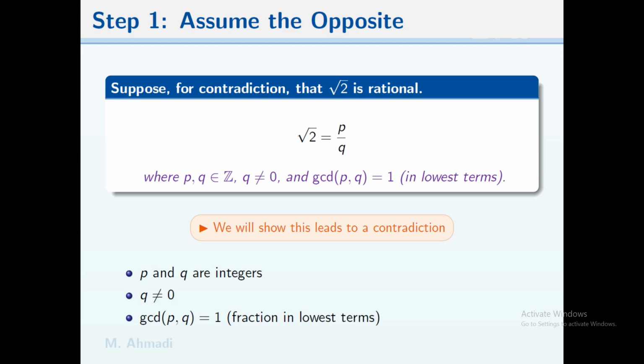We assume that the square root of 2 is p divided by q, where p and q are integers and q is not zero, and the GCD, the greatest common divisor, of p and q equals 1, in the lowest terms. We will show this leads to a contradiction.